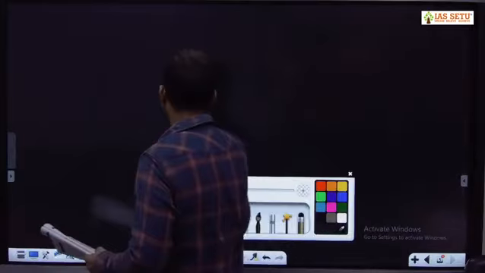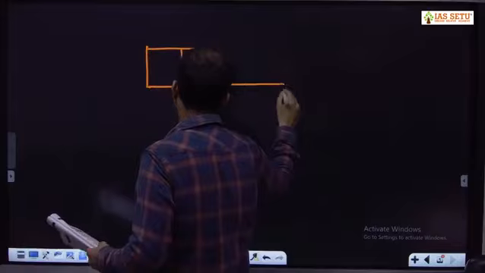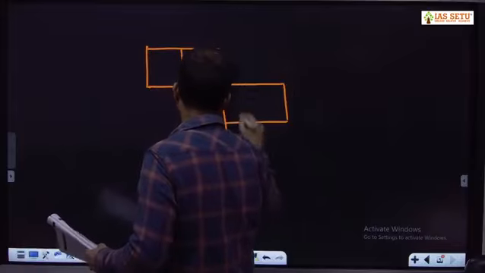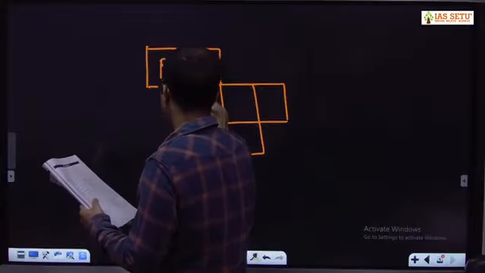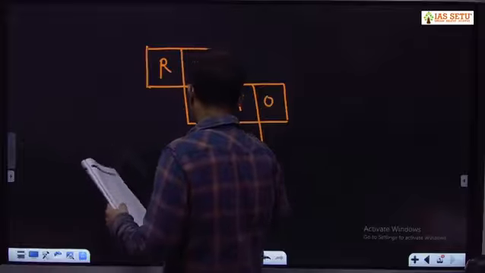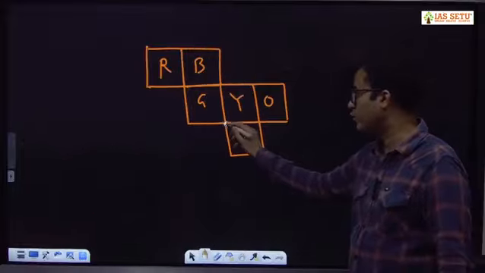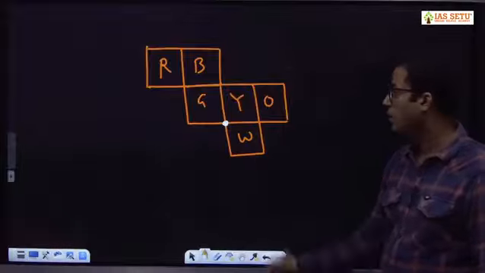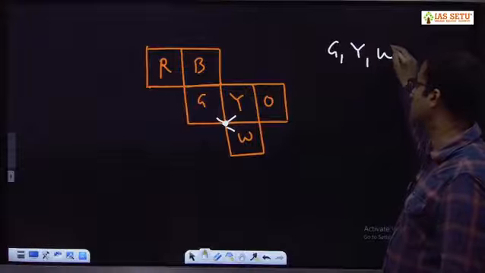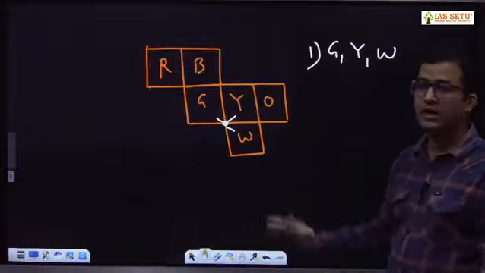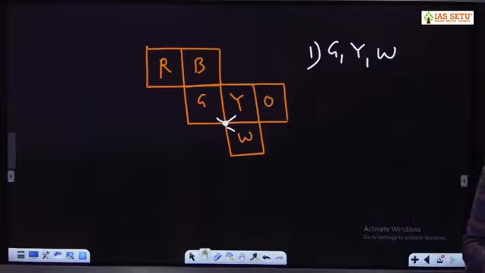I take one more question. Then I ask you. Here it is given red, blue, green, yellow, orange, white. Question is what is opposite of white? So I focus on this vertex. Here it is common for green, yellow, white. So statement number 1, green, yellow, white, 100% adjacent. Why? Connected by a common vertex.